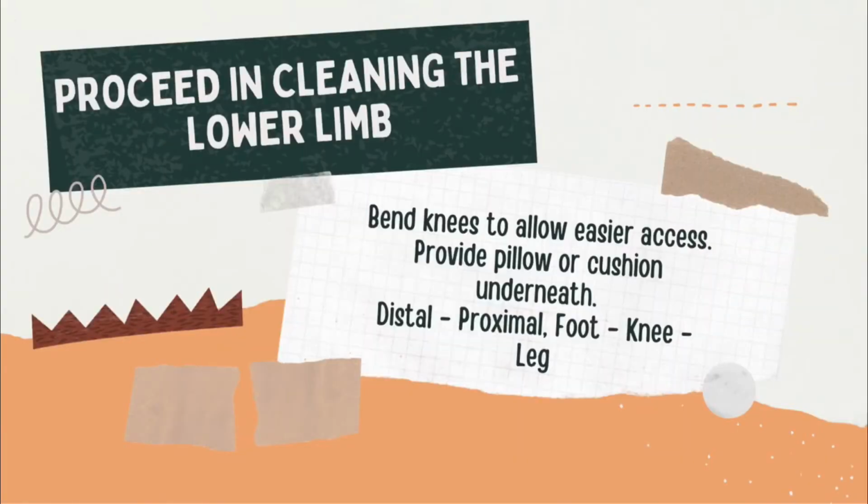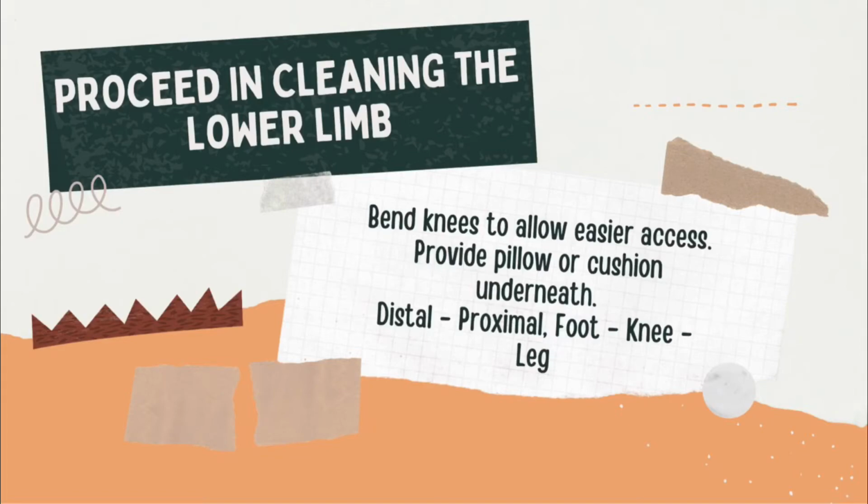Now that we are done, and we already changed the water that we are using, we can now proceed to the lower limb. We have to bend the knees of our client, and this will allow us to have easier access to the top of the leg and also to the bottom part of the leg. It is necessary to provide a pillow or cushion underneath the knee so that we may be able to provide support.